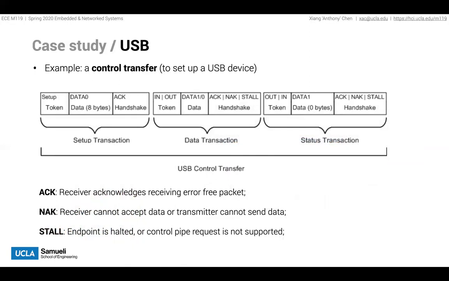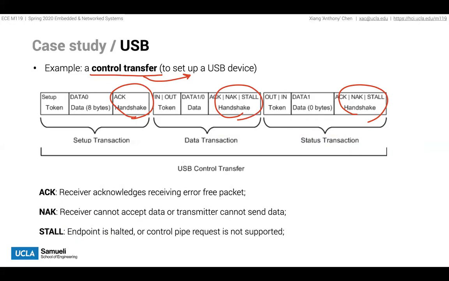For example, here's what a control transfer looks like. The control transfer will be used to set up a USB device. The control transfer contains 3 transactions: setup, data, and status. And then each transaction contains the 3 components we talked about: setup, data, and status. Here, there are at least three ways of using the status packet, which indicate different things.